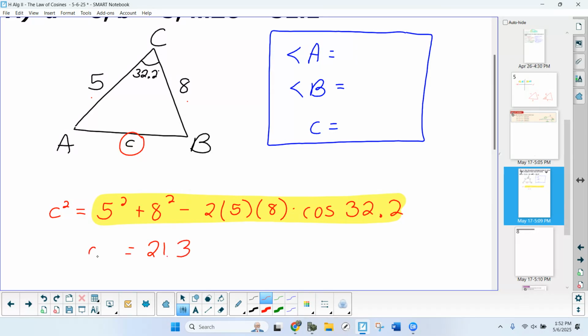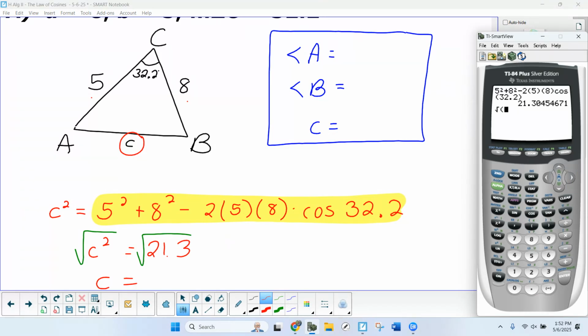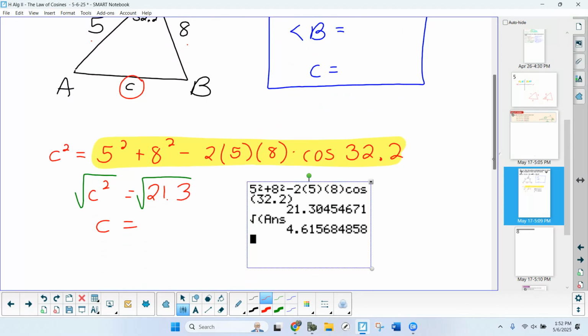21.3. But be careful, that's C squared. So how would I get C? Take the square root. There is no such thing as plus or minus because we're talking about the length of a side. And when you do, what do you guys get for side C? 4.62. So let's go to one decimal place: 4.6. Okay, so we got C. I'm going to put it here, and I'm going to put it here. Is everybody good so far?